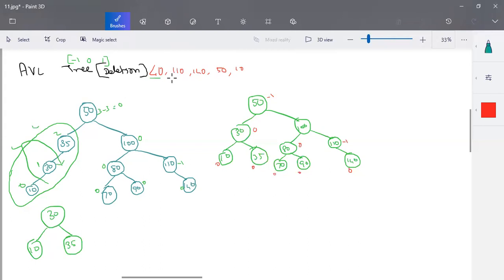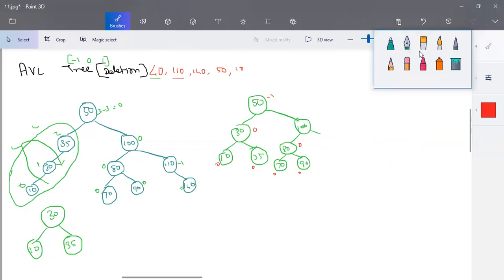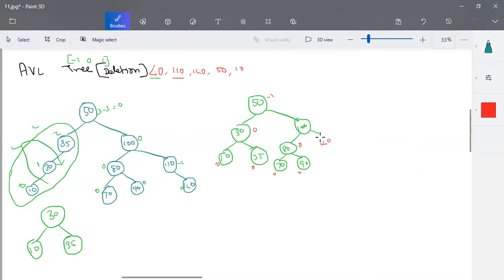Now the next node to be deleted is 110. So 40 was a node that doesn't have any child at all. Now consider this 110. When I want to delete this 110, 110 has one child, that is 140. So what we have to do is replace 110 by 140 and delete this 140. Okay, so I'll just do it here. So all these nodes will be deleted or removed, and 140 will be attached here. Okay, so this 110 is removed and 140 will be replaced instead of 110.